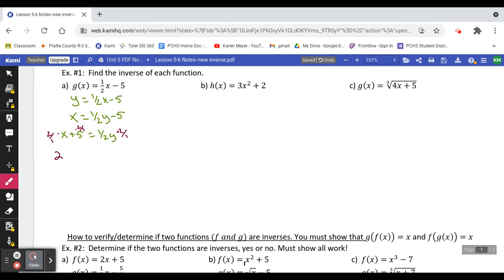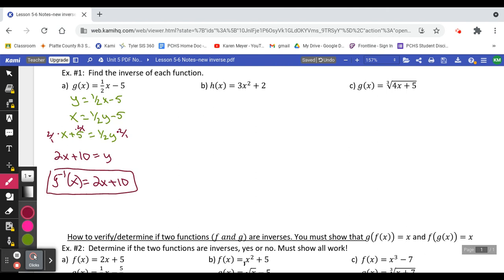So 2 times x is 2x. 2 times 5 is 10. And over here, the 1/2 and the times 2 cancel out, leaving me with just y. So y is by itself, put in our inverse notation. So g to the negative first of x equals 2x plus 10. Done. Next one. I'm going to think of h of x as y equals 3x squared plus 2.